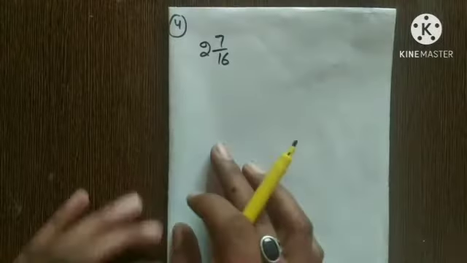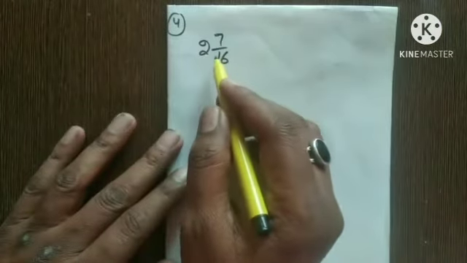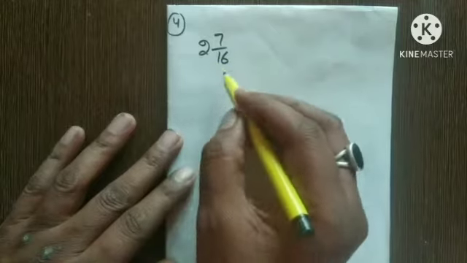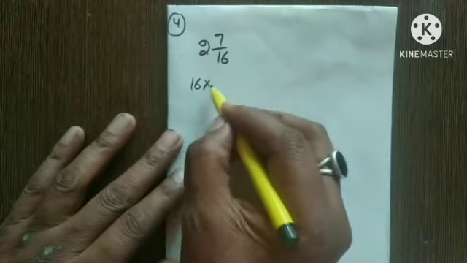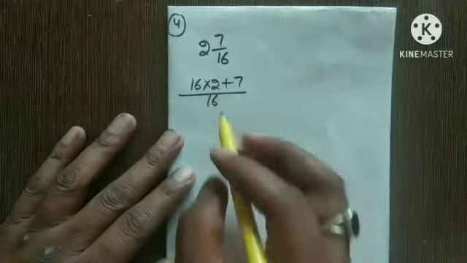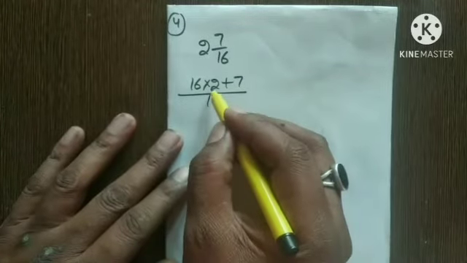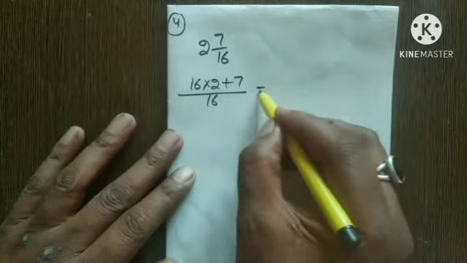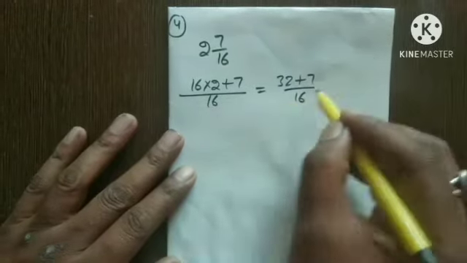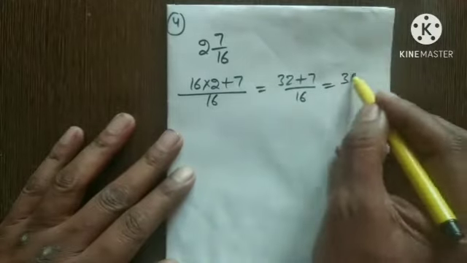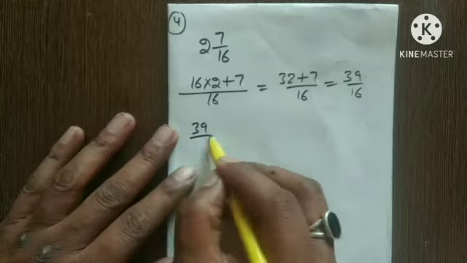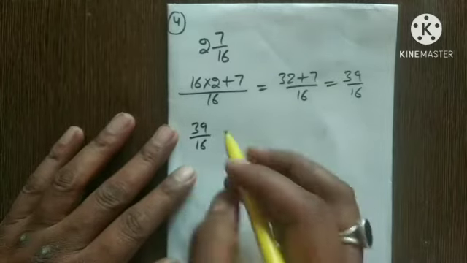Now we will solve this question. This is a mixed fraction and we can write it 16 multiplied 2 plus 7 over 16, right? 16 multiplied 2, 32, 32 plus 7. So it can be written as 32 plus 7 over 16. It means 39 over 16. So I will have to convert this 39 by 16 to percent.